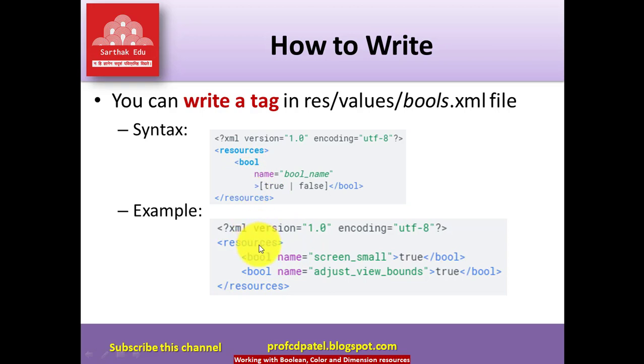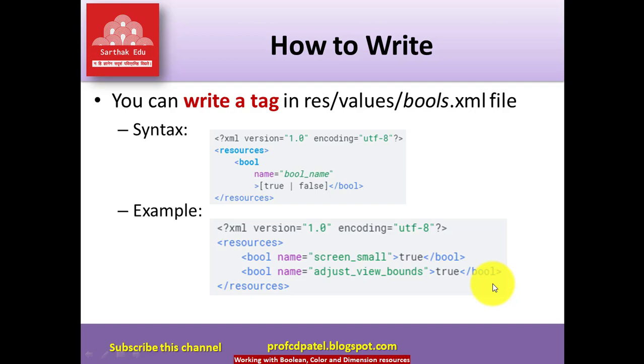But let's see one simple example for Boolean resources. Here is the bool tag. The name attribute is mentioned like screen underscore small and adjust underscore view underscore bounds, and we can pass true or false. So screen underscore small has the true value and adjust underscore view underscore bounds again has the true value. Every open bool tag closes with a bool tag.